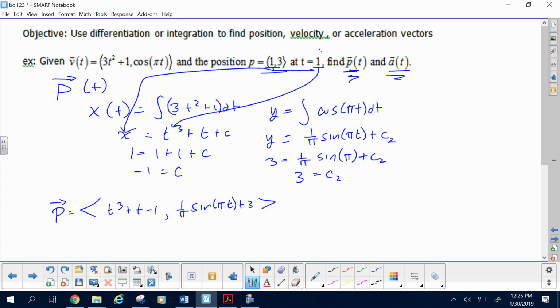Acceleration then. Acceleration is a lot easier. It doesn't require nearly as much work. What is the horizontal component to the acceleration vector? 6t, and the vertical component? Negative pi sine pi t. Okay, very cool. Any questions?